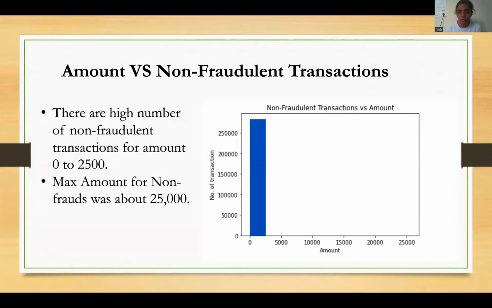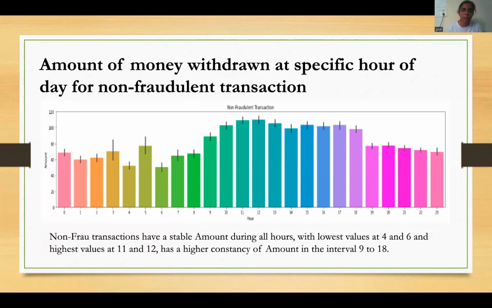Amount versus non-fraud transactions. Basically in this graph there is a high number of non-fraud transactions from 0 to 2500, and the maximum amount withdrawn by non-fraud transactions can be 25,000.